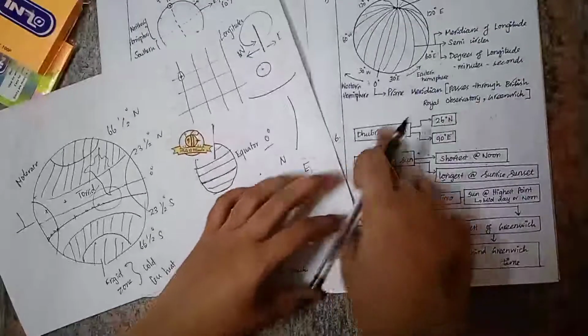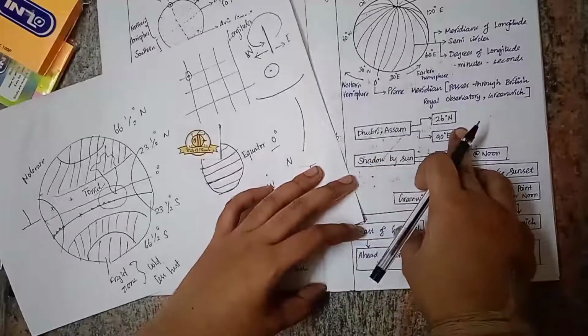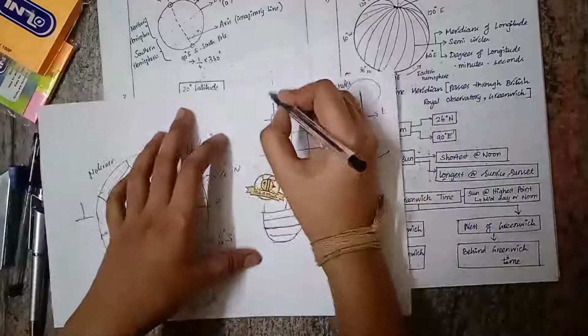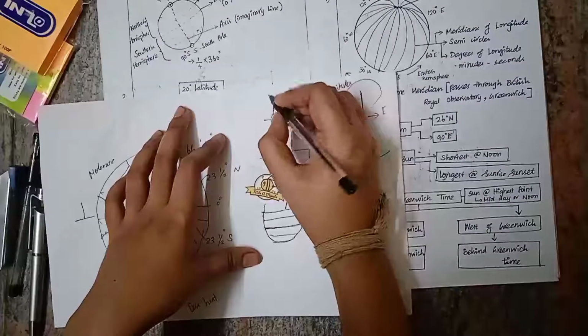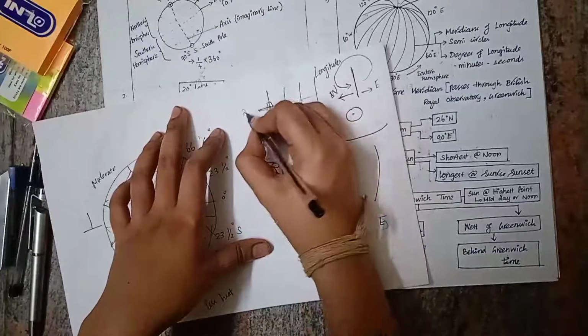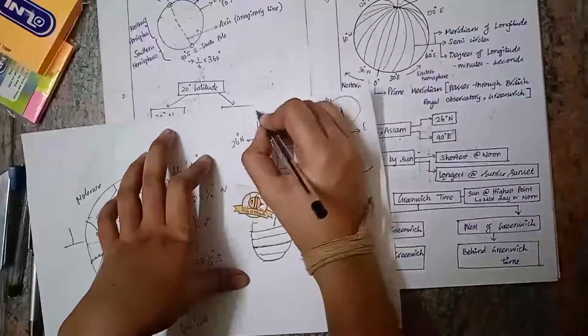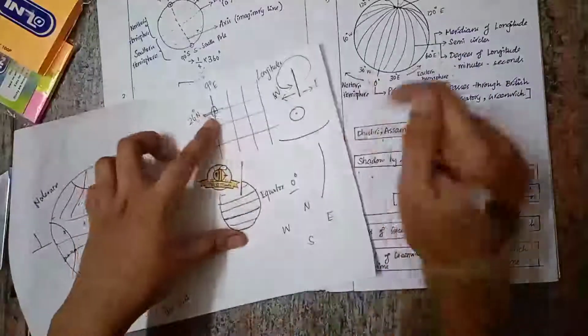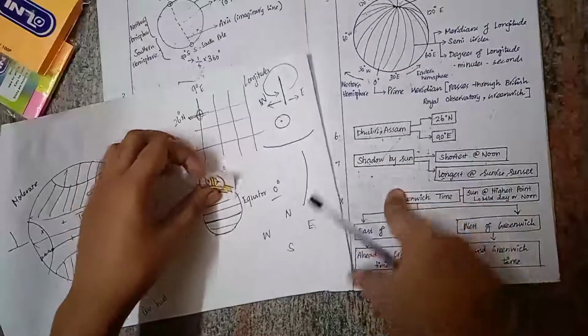Then we have Dubri, Assam. Assam is located at 26.5 north and 90 degree east. So 26.5 north is this line. Then 90 degree east is this line. These two combine together to point to the Dubri, Assam location.